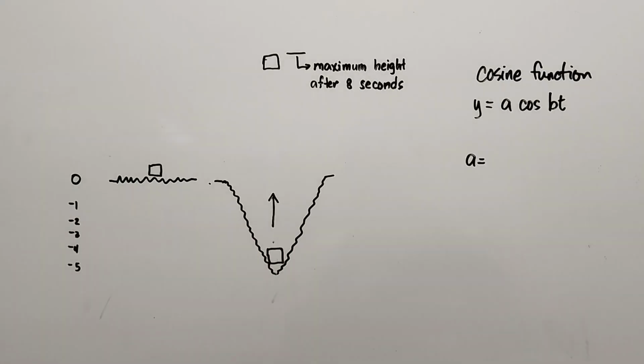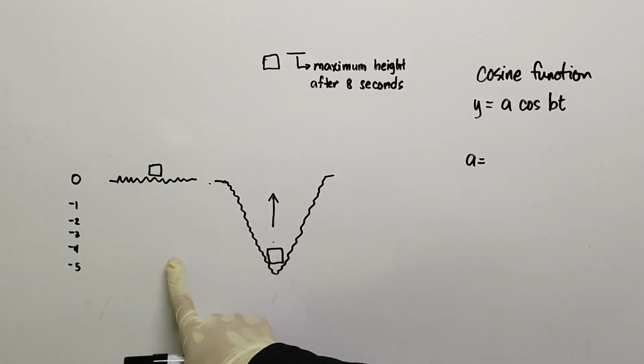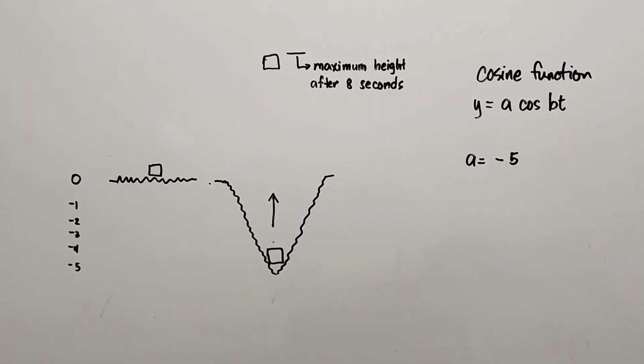We will now identify the value of our a and b for us to get the equation of this motion. So we will now get the value of a, which is the amplitude. Amplitude is this one, from the axis to the lowest point, and the lowest point is -5, therefore a is -5.